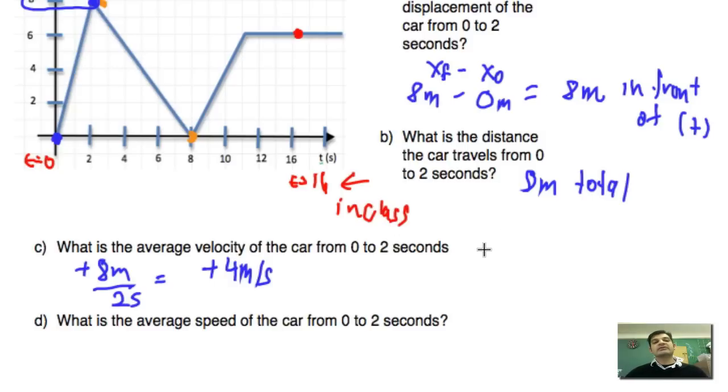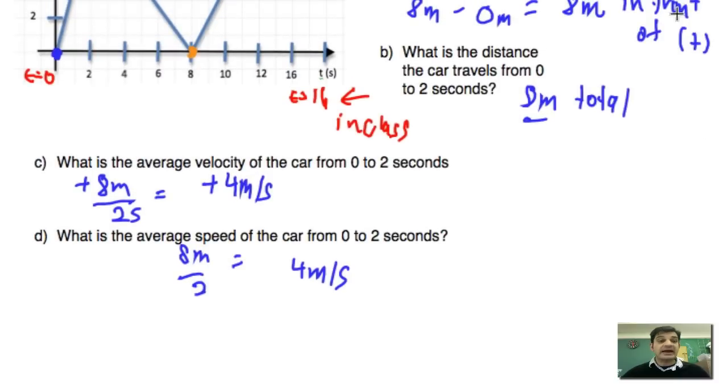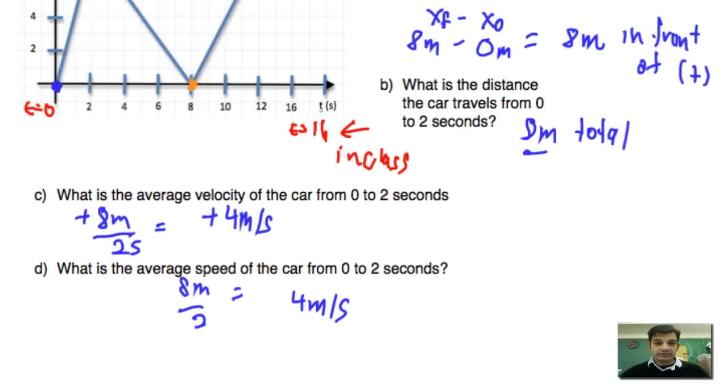Now you've asked me what the average speed is. I traveled 8 meters total divided by the 2 seconds, and I get 4 meters per second. So in this case, my speed and velocity happen to be the same. That's not always going to be the case. And when we do the example in class, you'll see that that's actually not true.